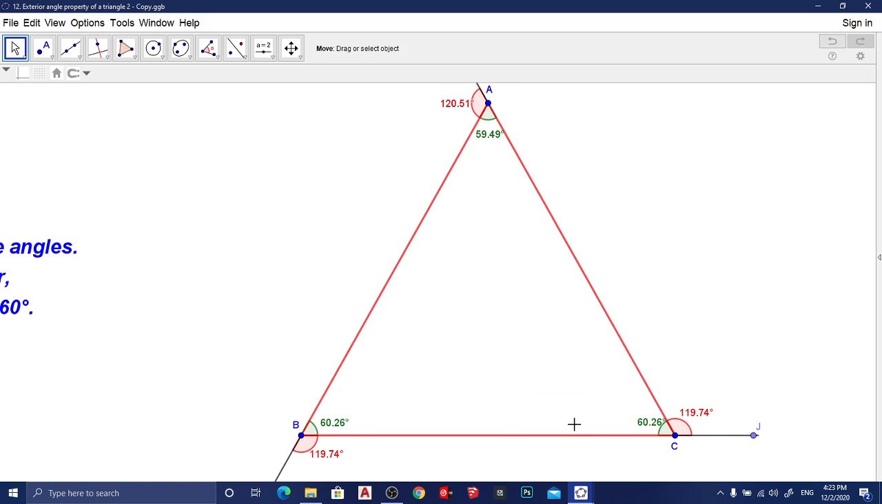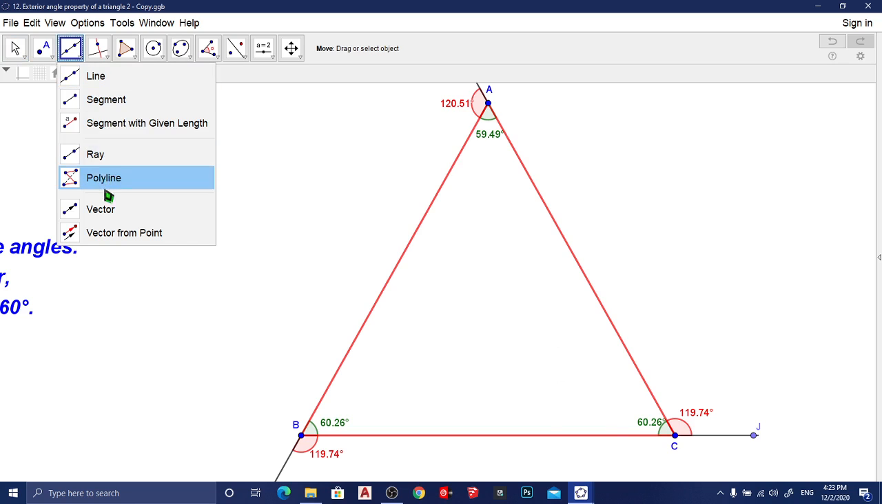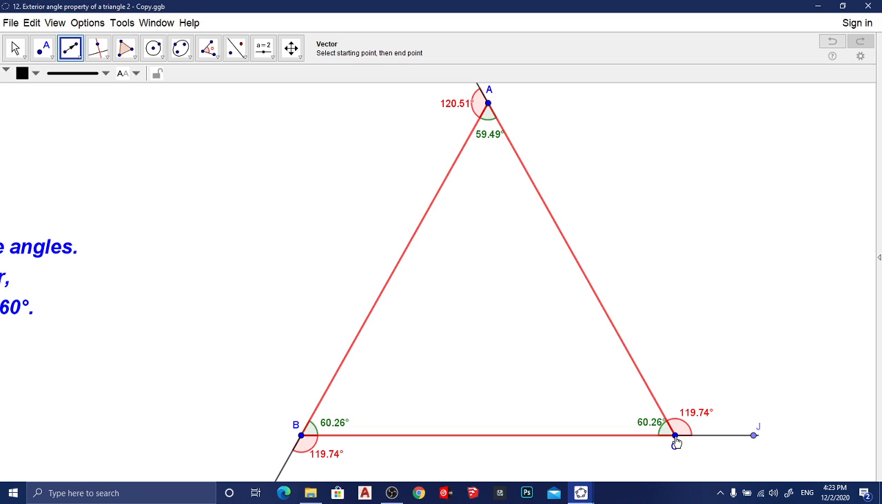The angle formed in the exterior of the triangle is equivalent to the sum of the two opposite interior angles. What are the opposite interior angles here? If I am seeing from here, if your eye is here, these two angles are the opposite interior angles of this exterior angle. This angle B and angle A are the opposite interior angles.